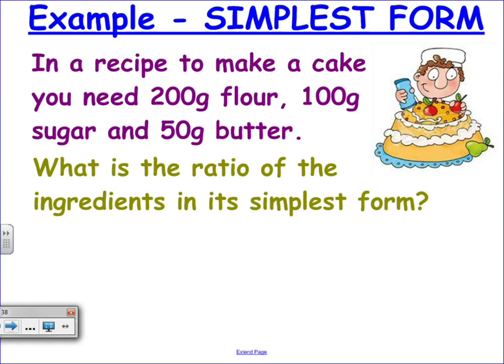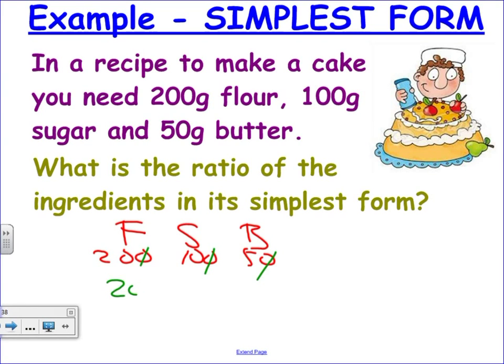So what's my starting point? You've got F, S, and B. Good. And then under each of those? 200, 100, and 50. Good. So I need to simplify it. The old one is 50. Well, let's divide by 10 and get rid of those, and then it's nice and easy. That's what I'd do. And then the old one's 5, divide by 5. So it's 4 to 2 to 1.